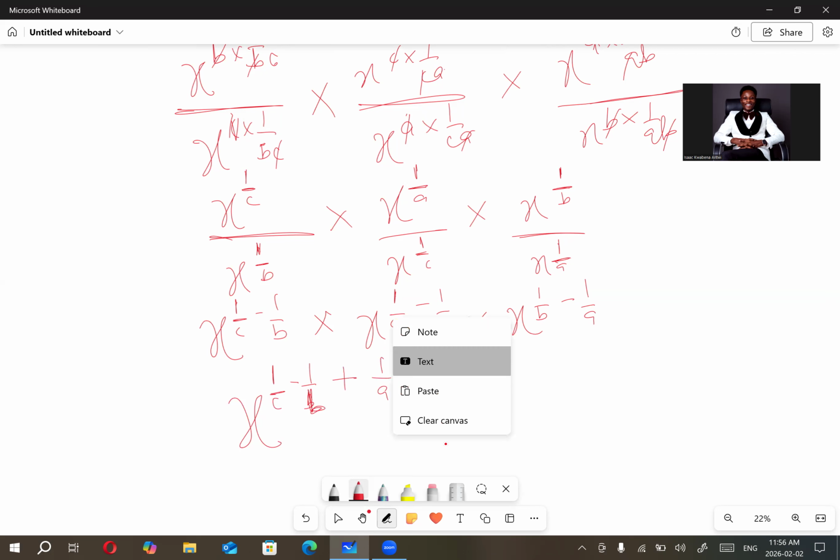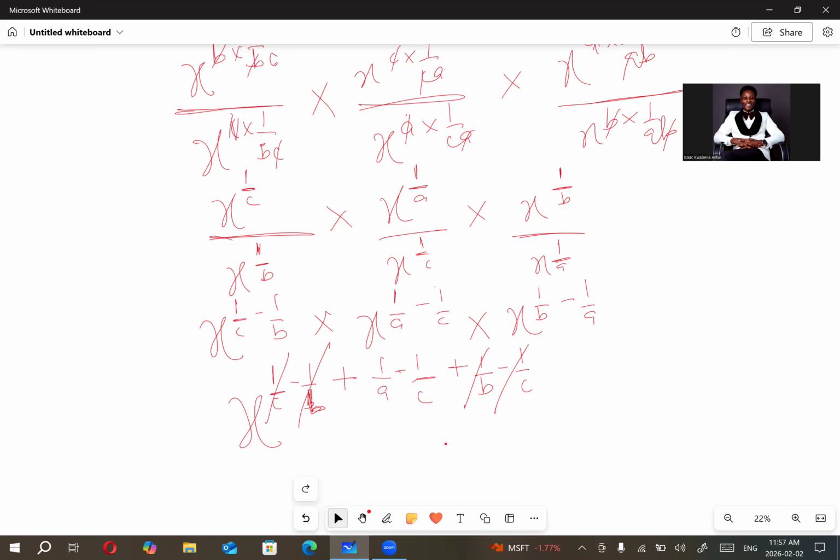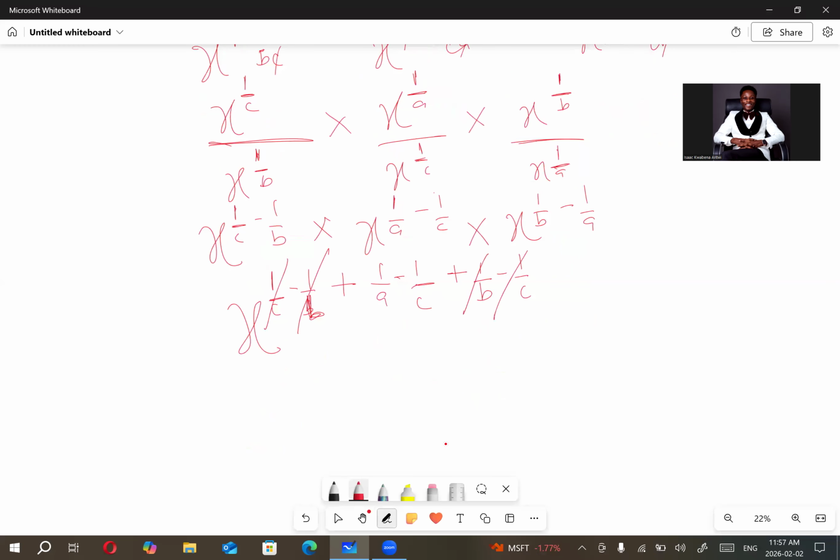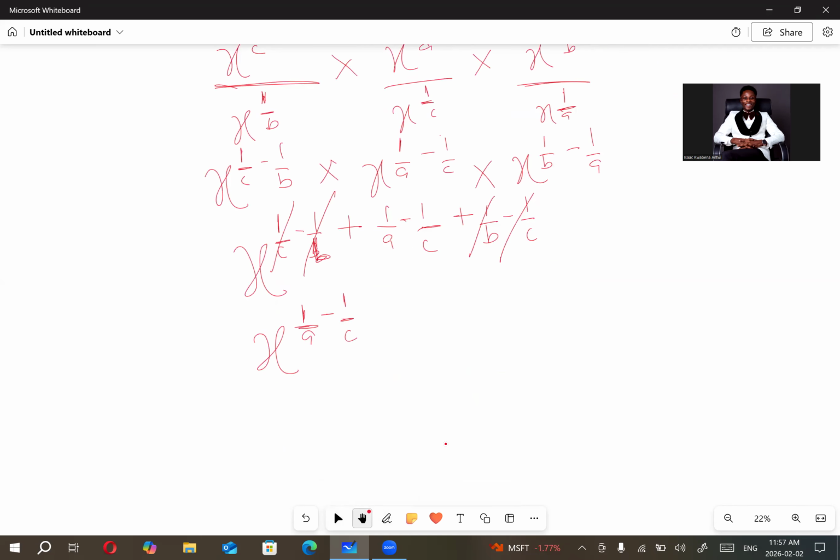Minus, oops, plus 1 over b minus 1 over c. Then let's see. Oh, 1 over c, 1 over c, gone. Minus 1 over b plus 1 over b, gone. 1 over a, oh, I don't have to cancel. Good. I think that is all. So we have x exponent 1 over a minus 1 over c, which I can solve further.